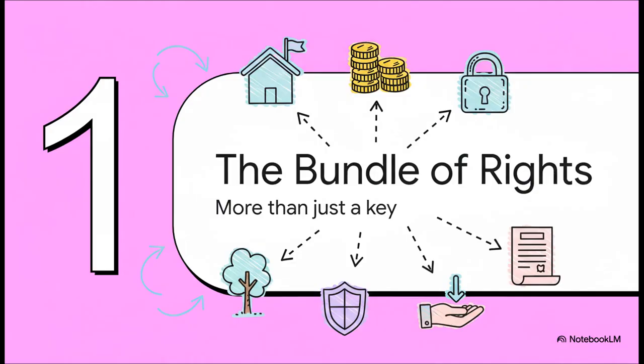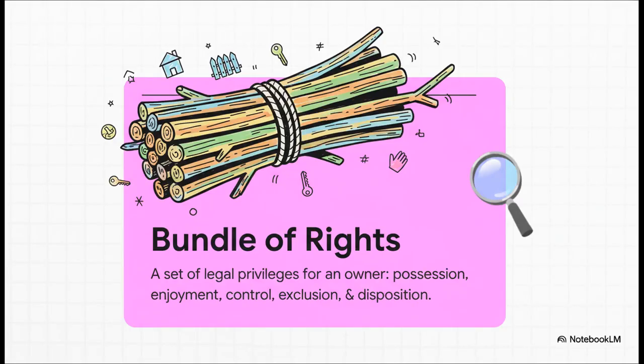Okay, first up is a concept the exam absolutely loves to test, the bundle of rights. I want you to think of ownership not as one single thing, but as a whole collection of different legal privileges. It's really the difference between just living somewhere and truly owning it. So here's the official definition for you. The bundle of rights is basically the full package of everything you're allowed to do with your property. Each one of these rights is like a single stick in a bundle, and if you're the true owner, you hold all of the sticks.